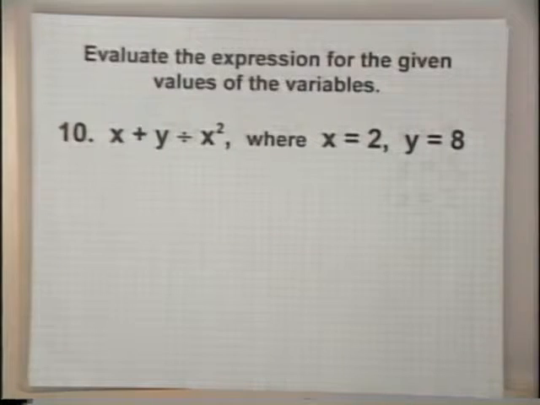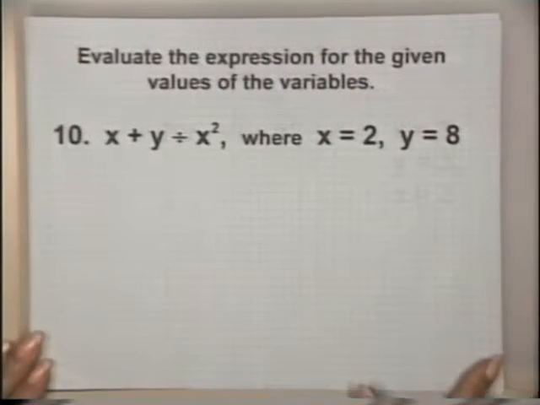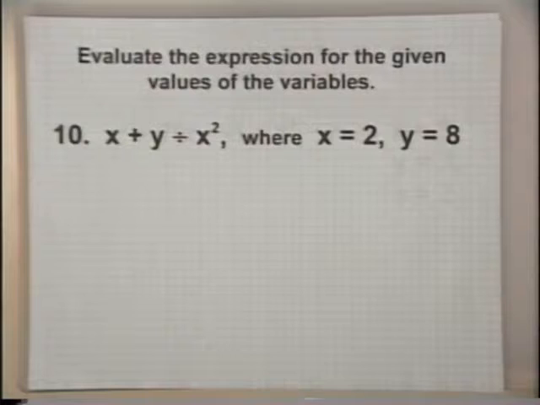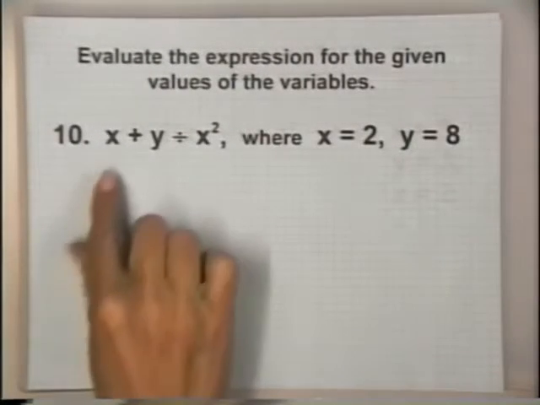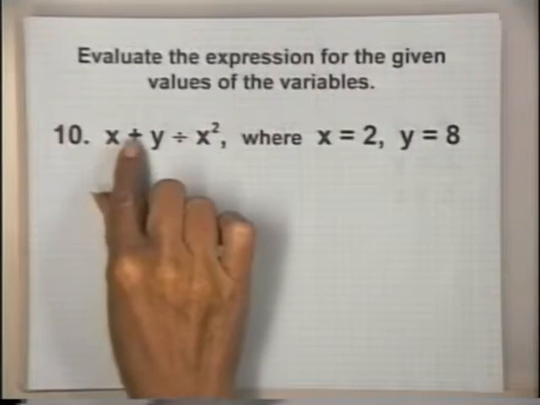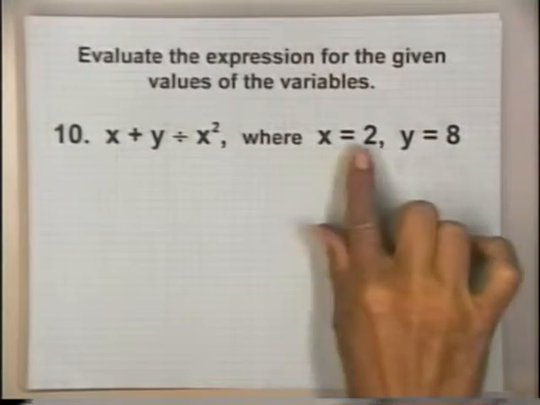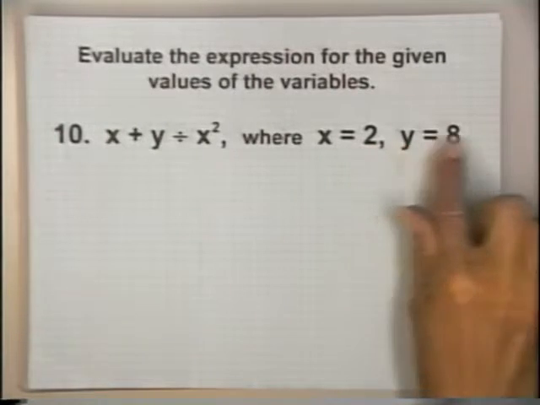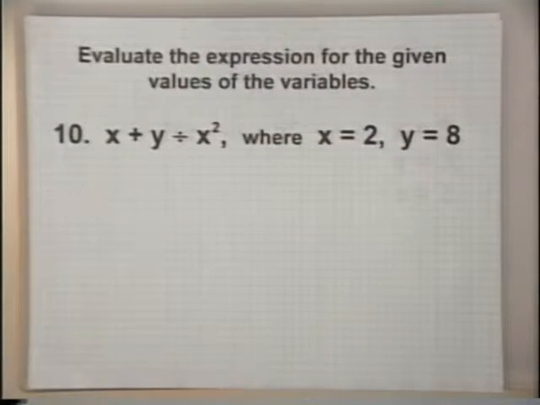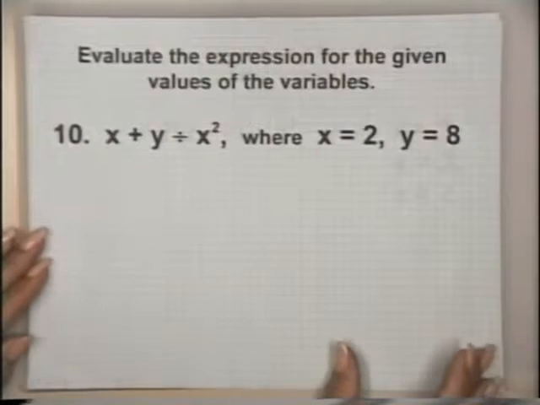Let's pay attention to the directions. The directions here say evaluate the expression for the given values of the variables. What we are supposed to do is to take this expression x plus y divided by x squared and substitute x equal to 2 and y equal to 8. Replace that x with a 2 and y with an 8.